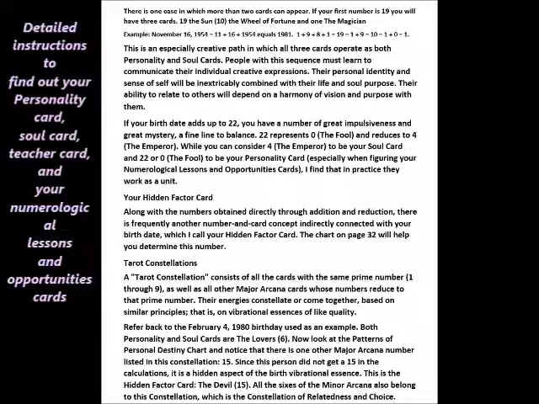Refer back to the February 4th, 1980 birthday used as an example. Both personality and soul cards are the Lovers, 6. Now look at the patterns of personal destiny chart and notice that there is one other major arcana number listed in this constellation, 15. Since this person did not get a 15 in the calculations, it is a hidden aspect of the birth vibrational essence. This is the hidden factor card, the Devil, 15. All the 6s of the minor arcana also belong to this constellation, which is the constellation of relatedness and choice.